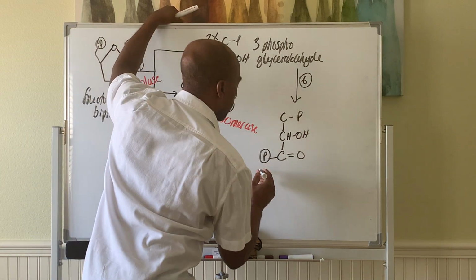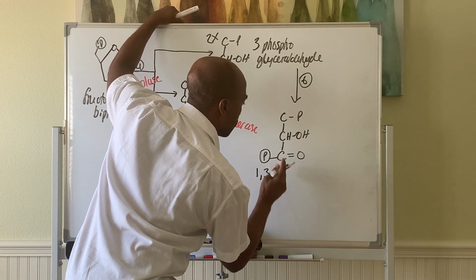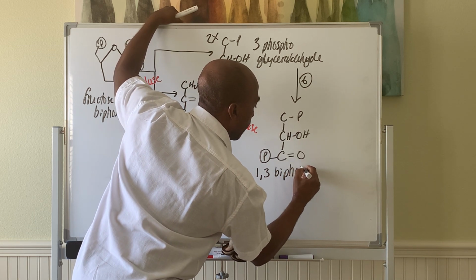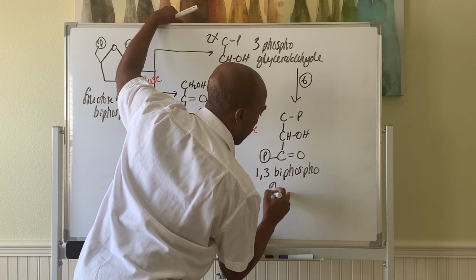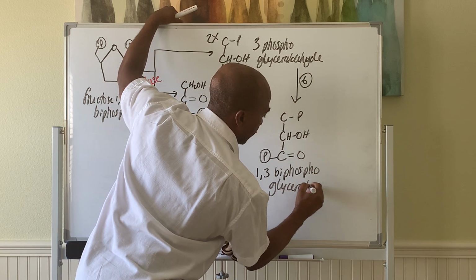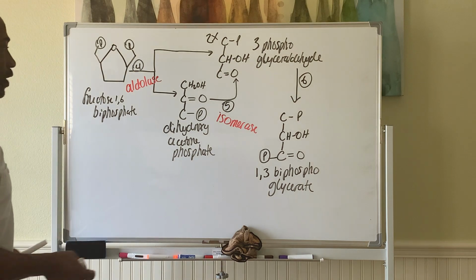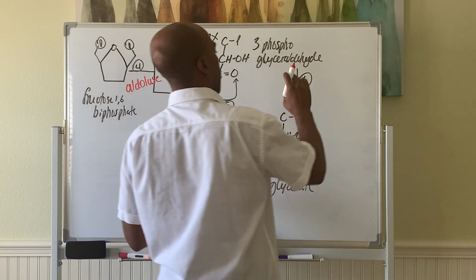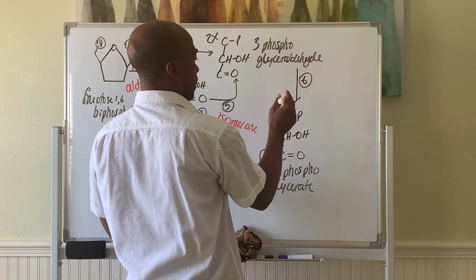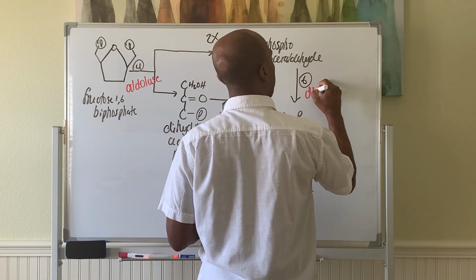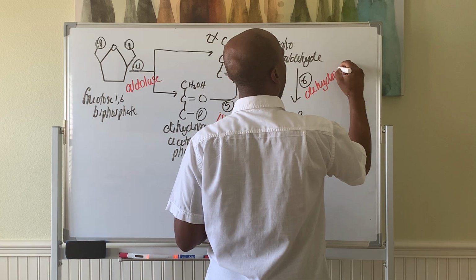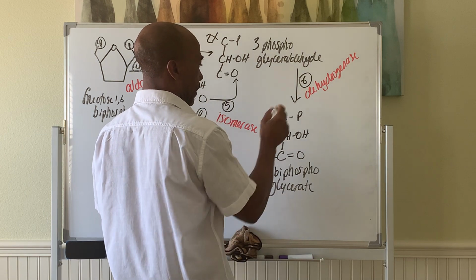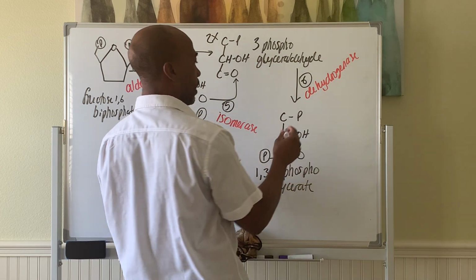So now this is called 1,3 bisphosphoglycerate. 1, 3 means on 1 and 3. That's reaction 6. Okay. And the enzyme that does this is called dehydrogenase enzyme.